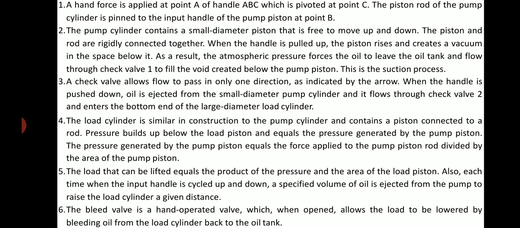The pressure generated by the pump piston equals the force applied to the pump piston rod divided by the area of the pump piston. The load that can be lifted equals the product of the pressure and the area of the load piston. Also, each time the input handle is cycled up and down, a specified volume of oil is ejected from the pump to raise the load cylinder a given distance. The bleed valve is a hand-operated valve which, when opened, allows the load to be lowered by bleeding oil from the load cylinder back to the oil tank.